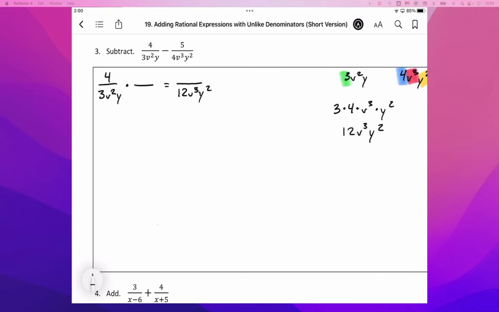So 3 times something makes 12, that's 4. V to the power of 2 times something makes v to the power of 3, that's another one more v. And y times something makes y to the power of 2, that's another y. So if we multiply by 4vy in the denominator, we need to multiply by 4vy in the numerator. That makes 16vy.